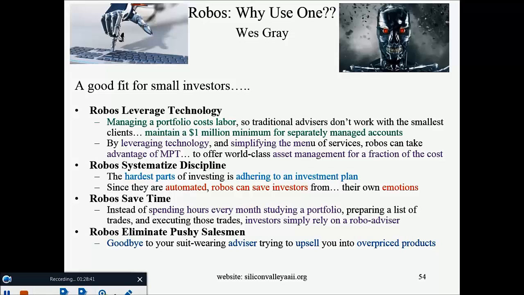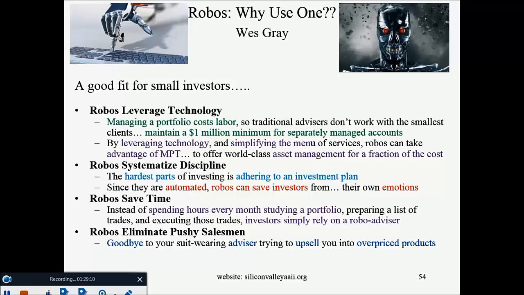Since this is all automated, robos essentially save you from yourself. A computer program doesn't care whether the SPY is up a lot or down a lot. It's going to do exactly what it's programmed to do. And so it's not going to worry when you have a bear market. It will just run the numbers and do whatever it's supposed to do in terms of rebalancing. Okay? And so it saves you from yourself.